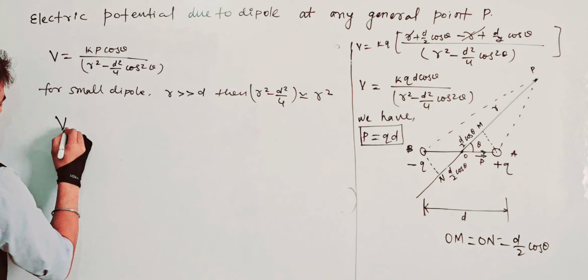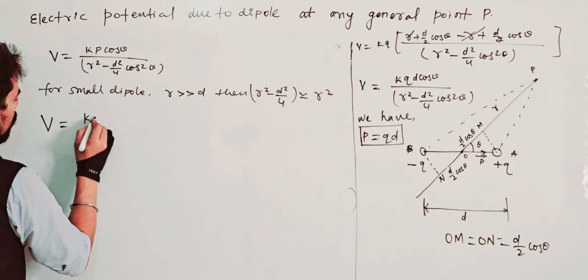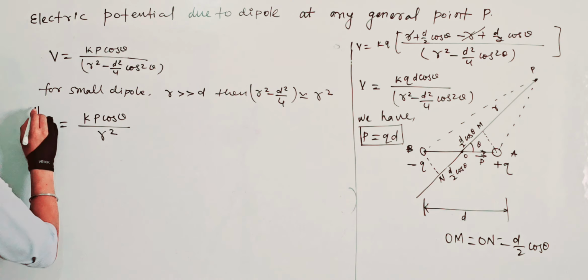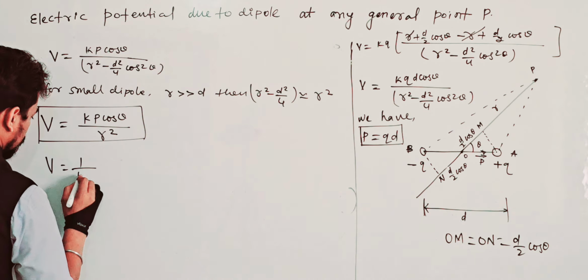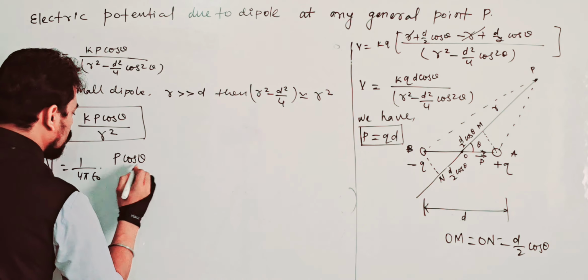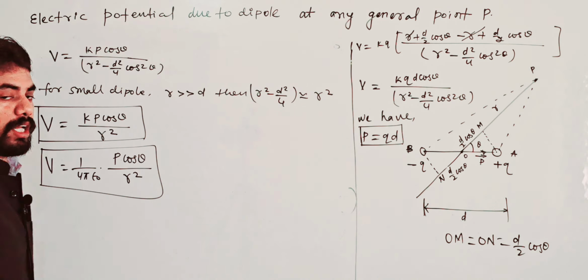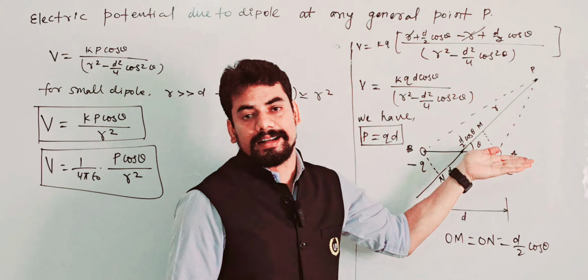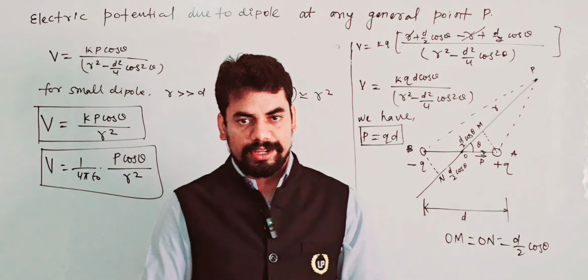Now V equals KP cos theta by R square, where K is 1 by 4 pi epsilon naught, so V equals 1 by 4 pi epsilon naught P cos theta by R square. Here what is P? Dipole moment. What is theta? The angle between the position vector, this is R, and the dipole moment vector, this is P. This is the theta. Okay, any problem?